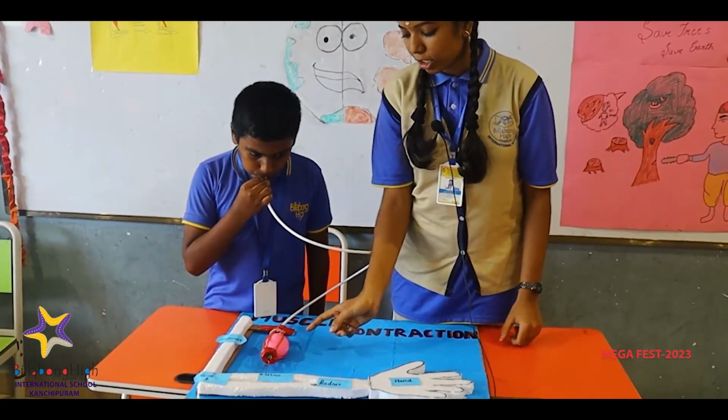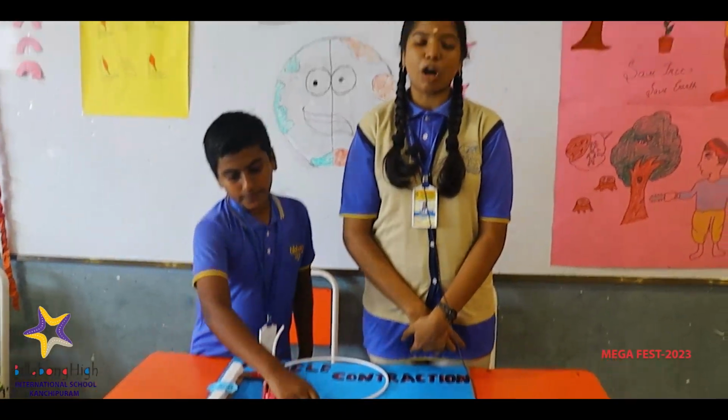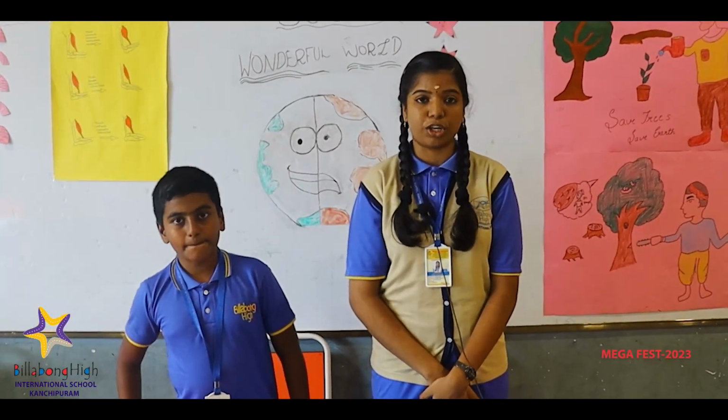So this is muscle contraction and then muscle relaxation. Muscle contraction is often followed by muscle relaxation. When the contraction is done, the muscle regains its original position.